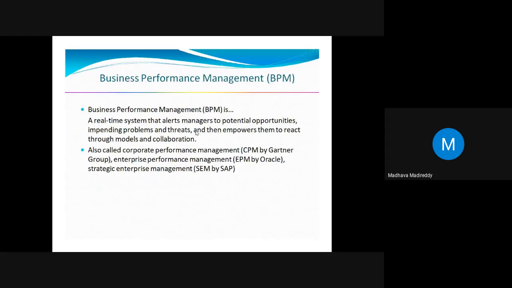So what is the role of business process management? What is the meaning of BPM? BPM is a real-time system that alerts the managers to potential opportunities. They will be informed about the problems and the threats, and they will be given information to react and act, based on the inputs given to them by the models, and by collaborating with other people, they will be able to come to a good decision and act based on that. That is the ultimate goal. Your goal is to enable them to make good decisions.